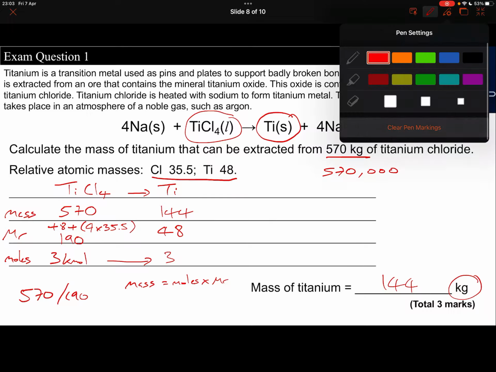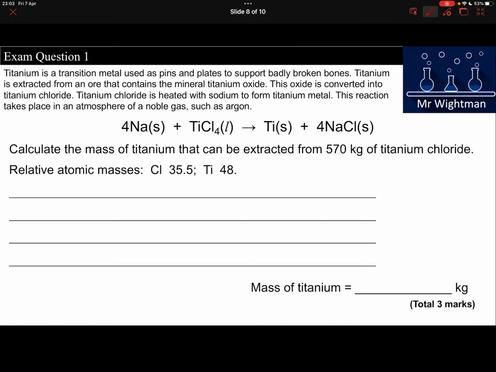If you're feeling more confident, then I would recommend presenting your answer along the lines of this. So, we want to write moles of titanium chloride is equal to 3,000 moles, or 3 kilomoles. The ratio is 1 to 1, so moles of titanium is going to be the same. So I said, might as well keep it as kilomoles.